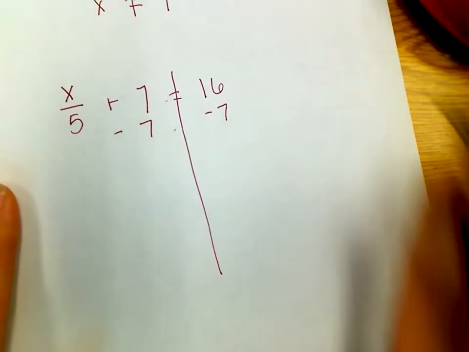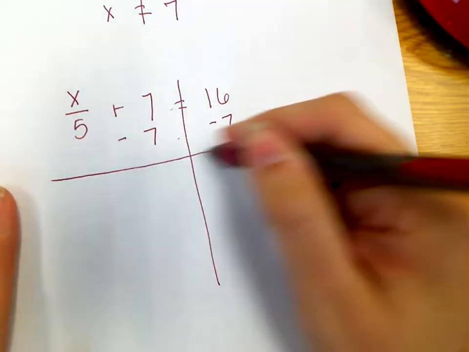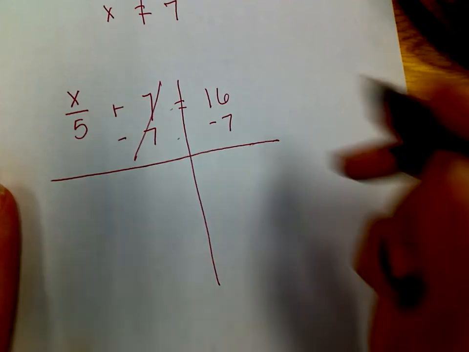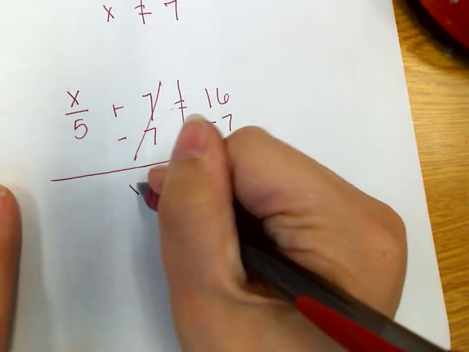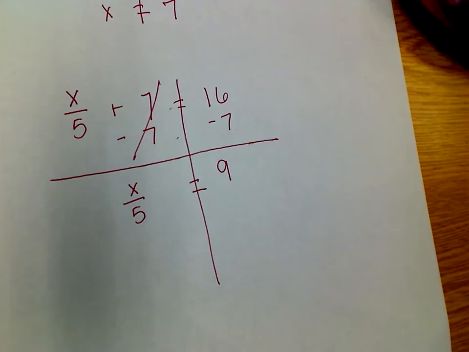So I'm going to write it on both sides before I do anything. I write it on both sides. That cancels out. 16 minus 7 would be 9. And that's x over 5. So I'm saying x over 5 is equal to 9.